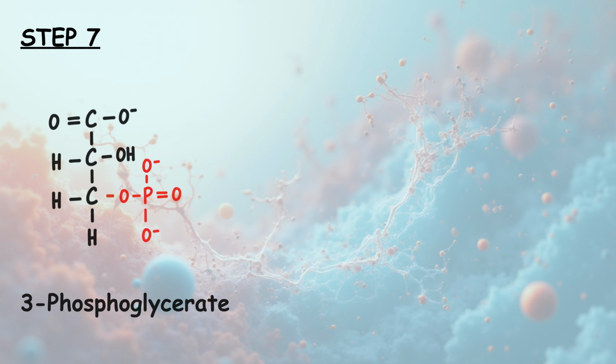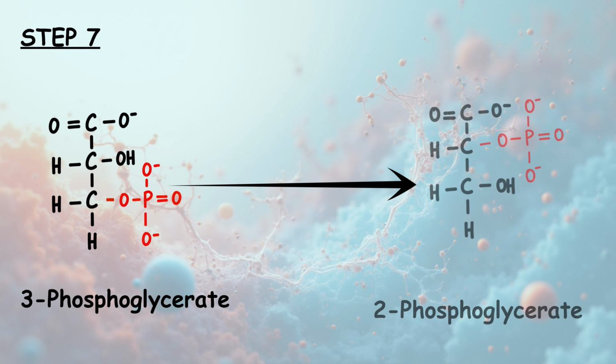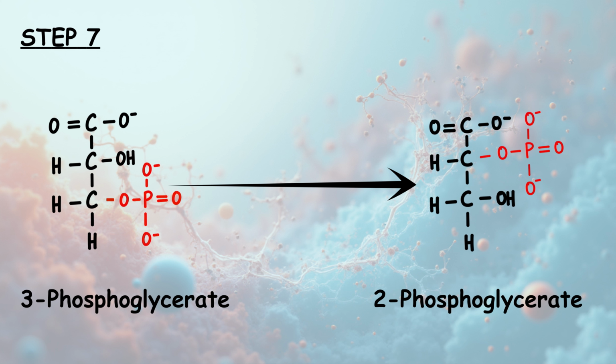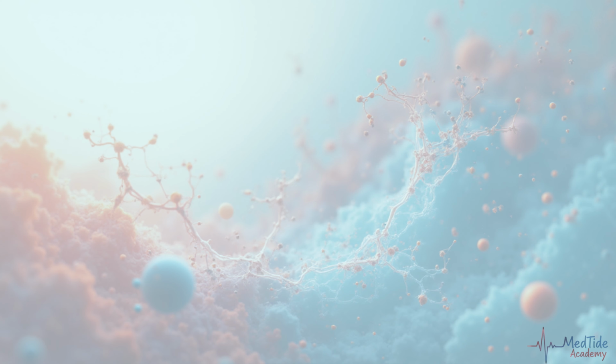In step 7, 3-phosphoglycerate is rearranged to form 2-phosphoglycerate. Essentially, the phosphate group was shifted from the third to the second carbon atom. This rearrangement is catalyzed by phosphoglyceromutase, and it is also reversible.